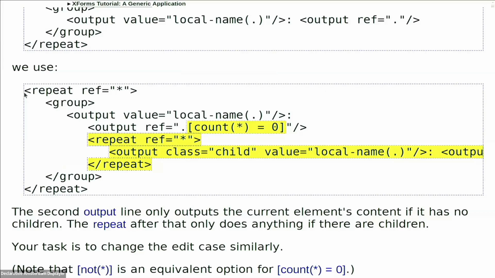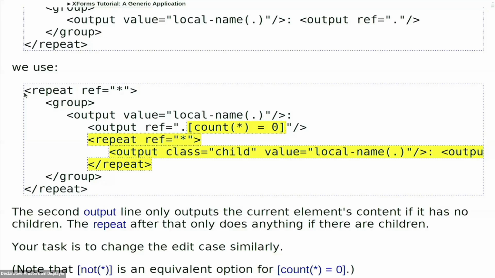If that element hasn't got any children, then we output its value. So that's what that first output says: ref equals dot, count star equals 0. So if it hasn't got any children, we only output its value. If it has got children, though, then we do a repeat over them. So we only output that first one in the case that it's got no children, and we only do this repeat in the case it has got children. If it's got no children, then that repeat will do nothing.